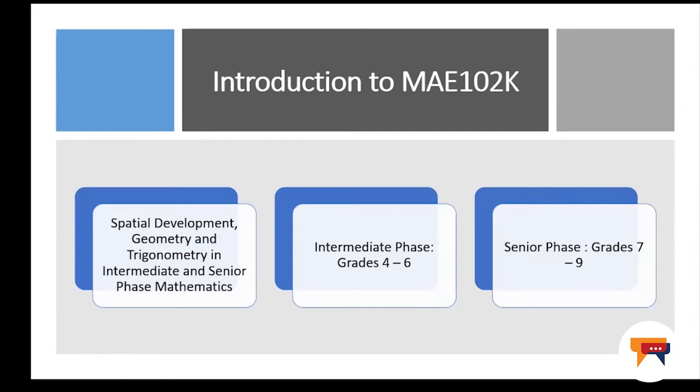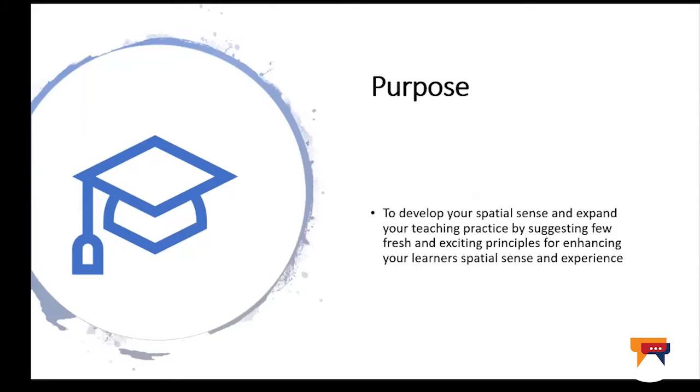The module MAE102K is aimed at equipping you with appropriate knowledge and skills in the teaching and learning of geometry, trigonometry, and spatial sense in intermediate and senior phase mathematics. The purpose of the module is to develop your spatial sense and to expand your teaching practice by suggesting a few fresh and exciting principles for enhancing your learners' spatial sense and experience.